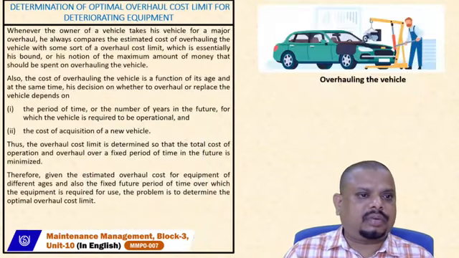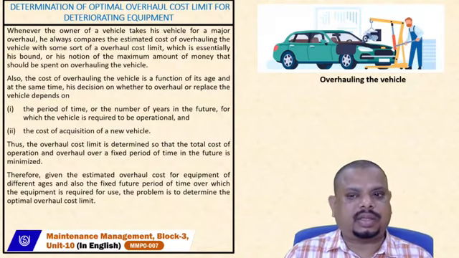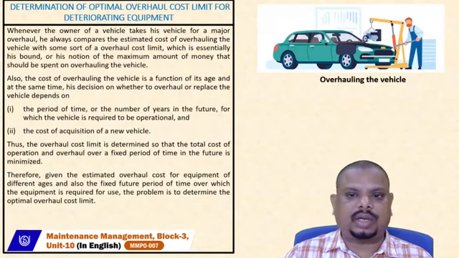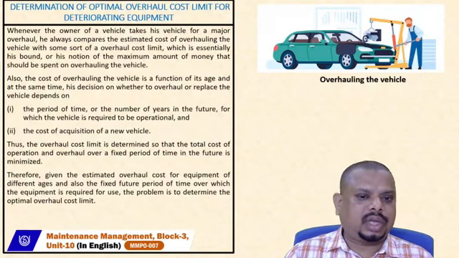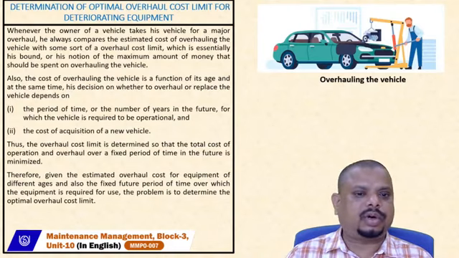The next topic is determination of the optimal overhaul cost limit for deteriorating equipment. So let's take the same example of an automobile, a car. The most important and most expensive component of a car is the engine. So here what will happen? First we must estimate the cost of overhauling the vehicle. The next important part is the function of age, and the decision whether the overhaul or replacement should be done.